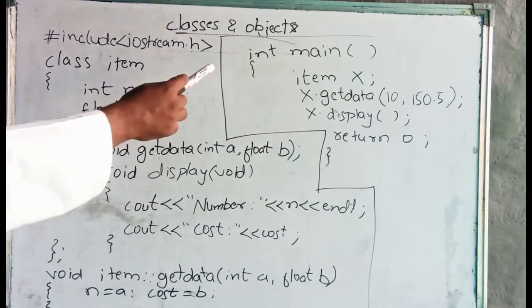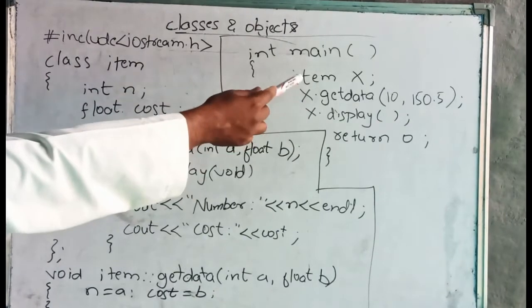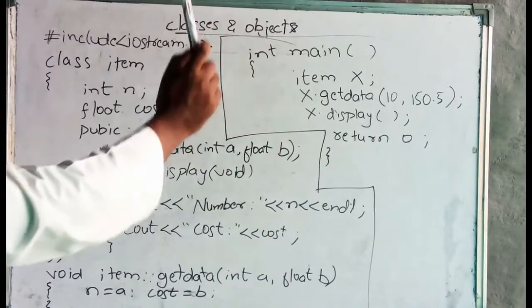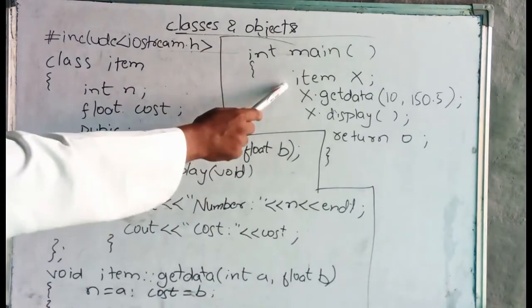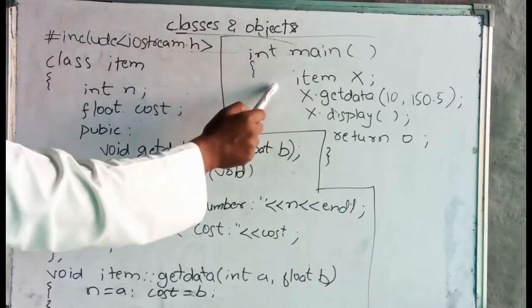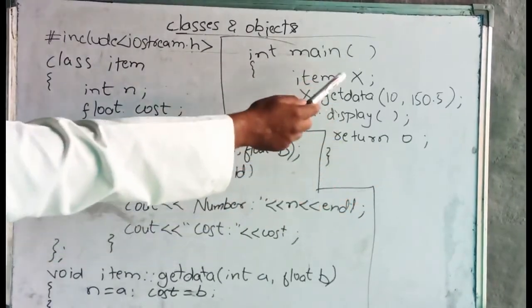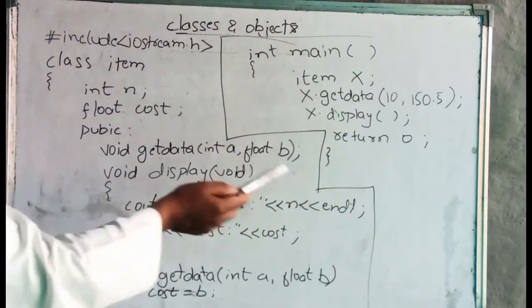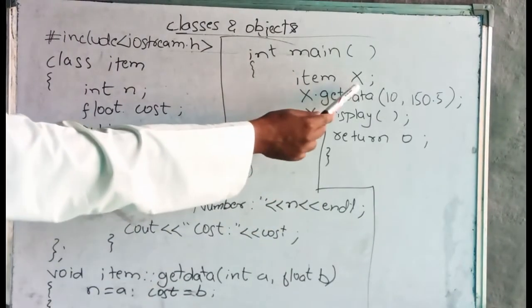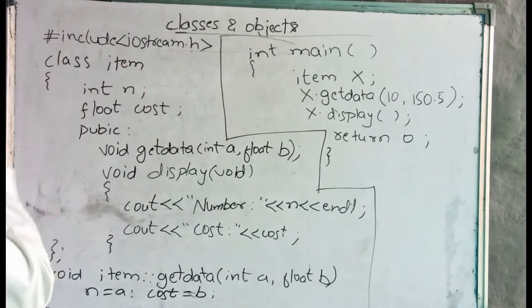Now in the main program I create the object and call the functions. Once we execute the program, the execution will always start from main. First, what happens is item x. Here item is a class name. We are creating an object with the name x. Remember, x is the object of the class item.